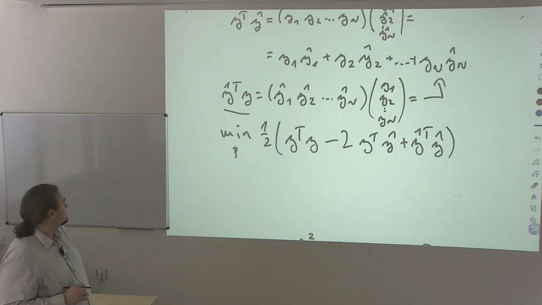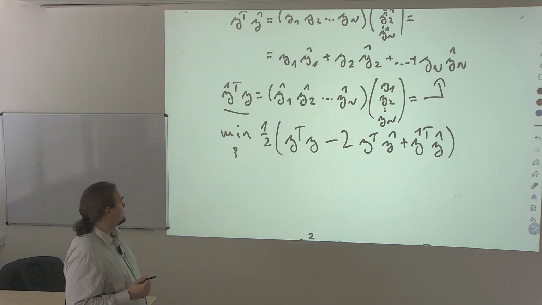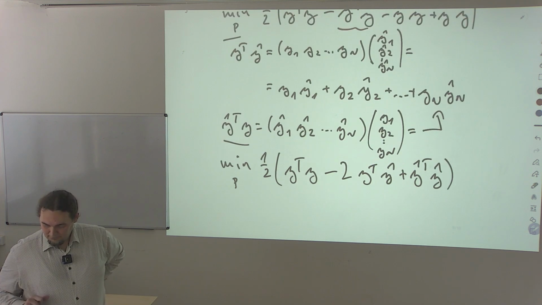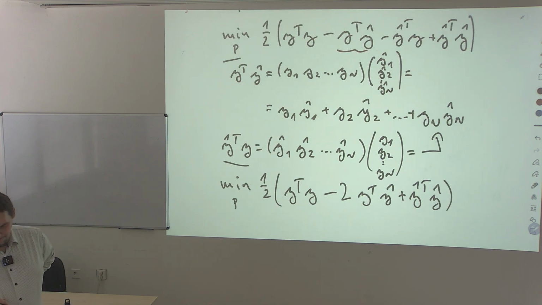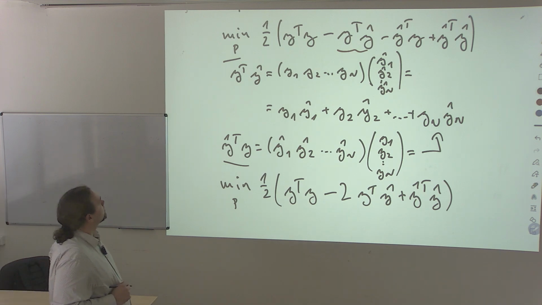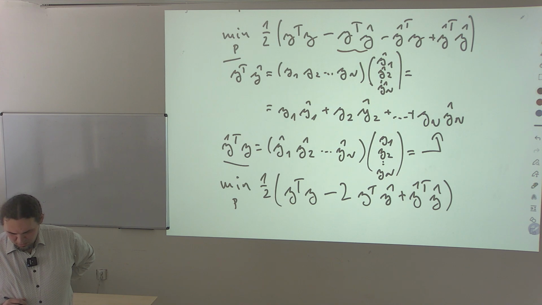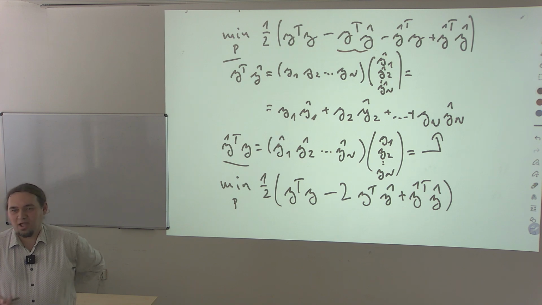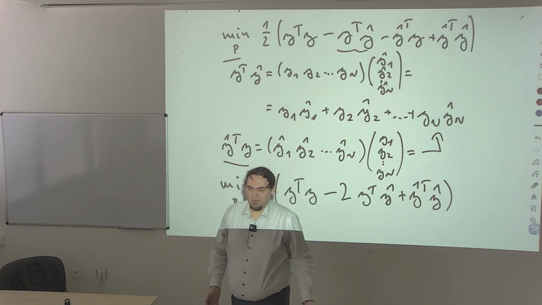Okay. So far so good. Isn't y hat transpose y hat squared? Why? We don't have a concept of squaring a vector. Yeah. So this is a concept of squaring a vector.